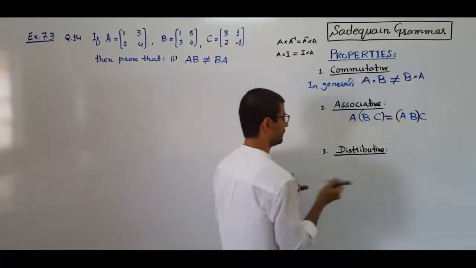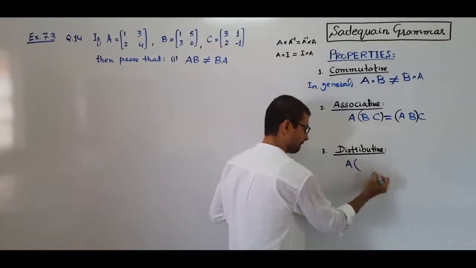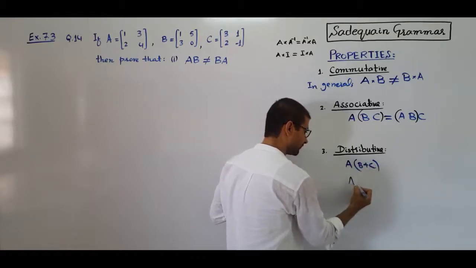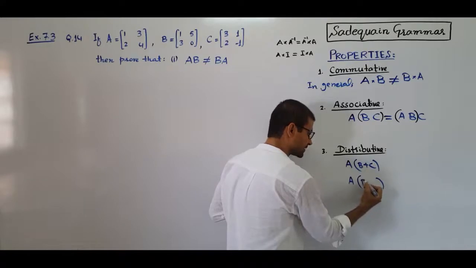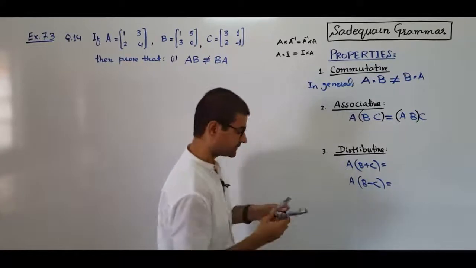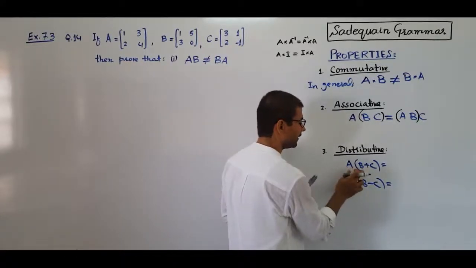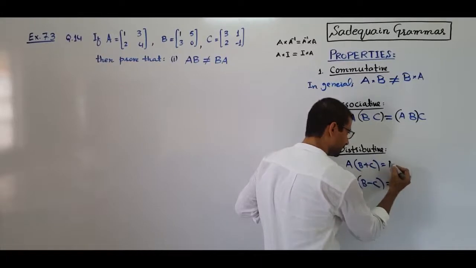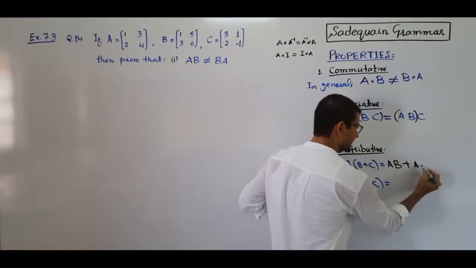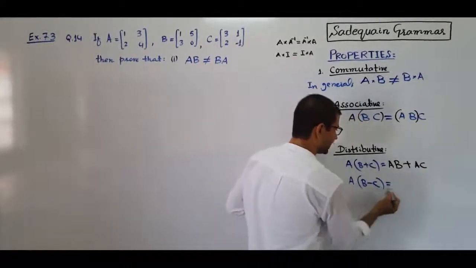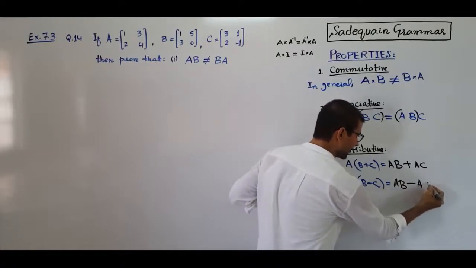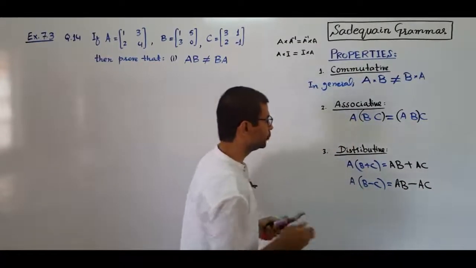Distributive property. We have distributive property of multiplication over addition and distributive property of multiplication over subtraction. Now just distribute: A(B plus C) equals A multiplied by B, AB, plus A multiplied by C, AC. A(B minus C) equals AB minus AC. How can you prove this property?